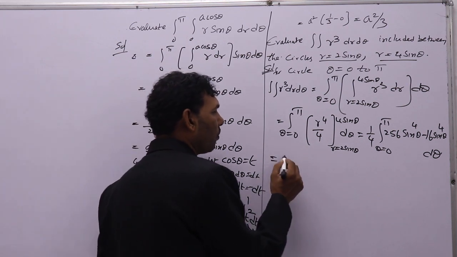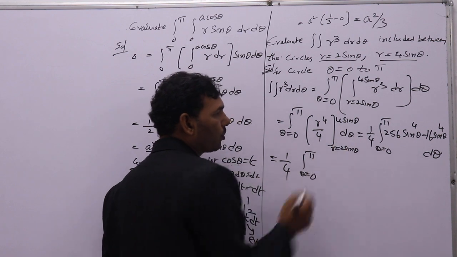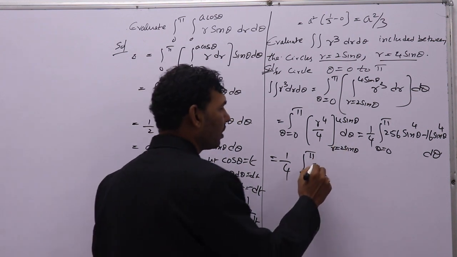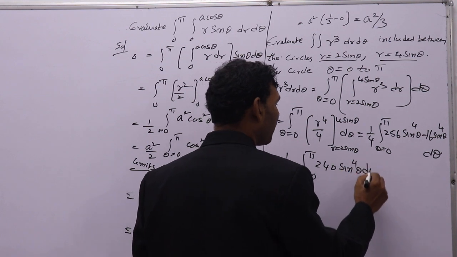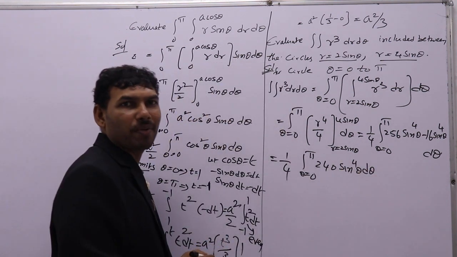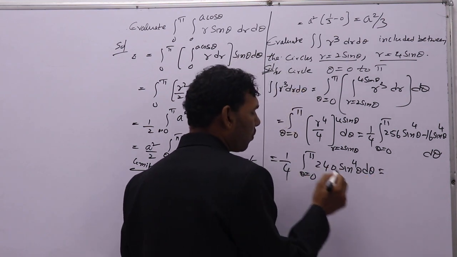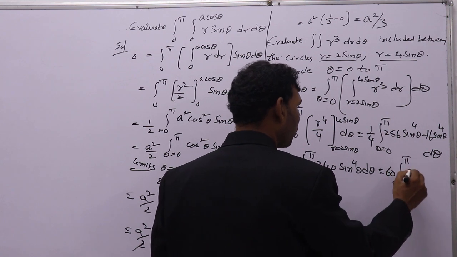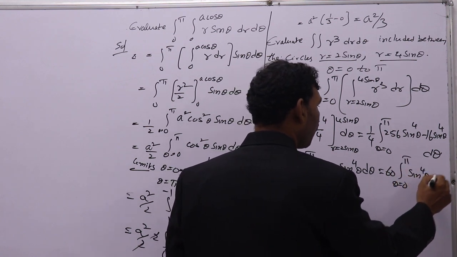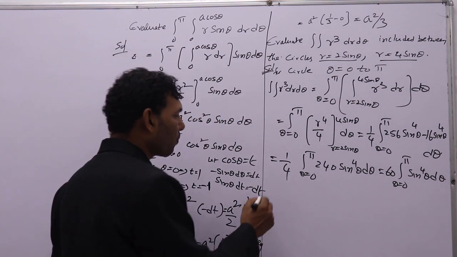Now, what do you have? Integral theta equal to 0 to pi, 256 minus 16, that is 240 sin power 4 theta d theta. 240 by 4, that is 60. So 60 integral theta equal to 0 to pi sin power 4 theta d theta. Now we need to evaluate this one.